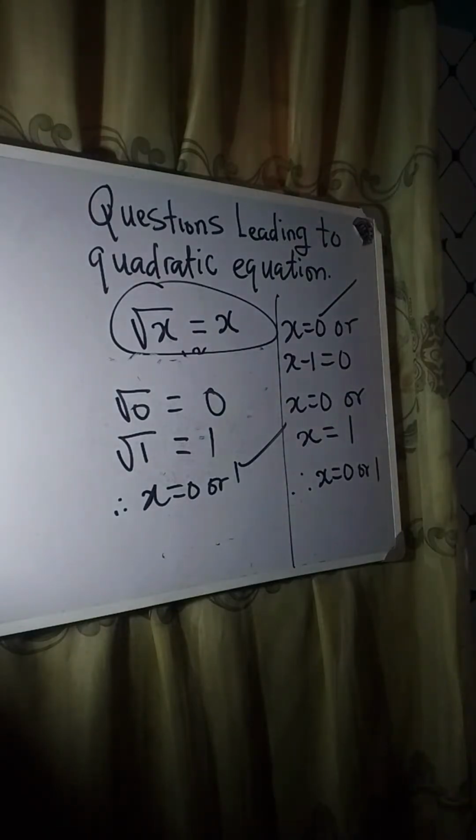I believe we all understood. This is an equation that leads to a quadratic equation. And we have been able to explain what a quadratic equation is, and the general form of a quadratic equation.